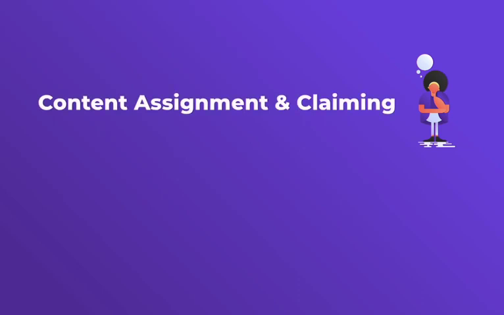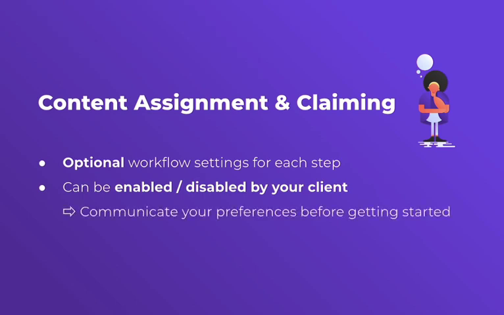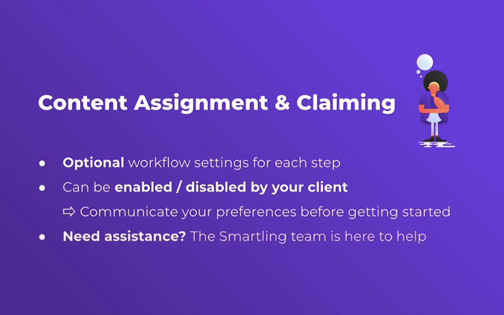To recap, both content assignment and claiming are optional workflow settings which can be enabled or disabled directly by your client. This cannot be done on your end. If your client needs any assistance with configuring these settings based on your preferences, they can always reach out to their Smartling Customer Success Manager.